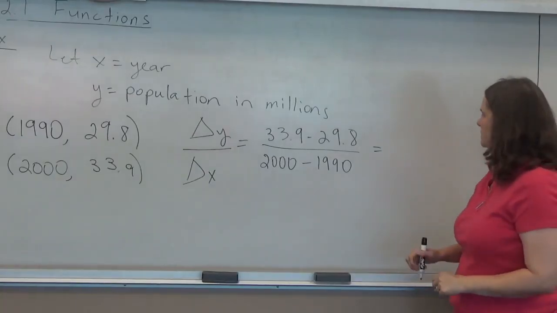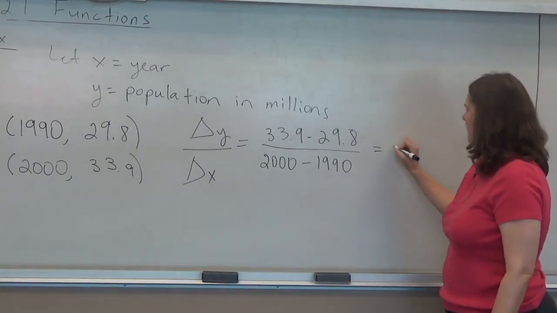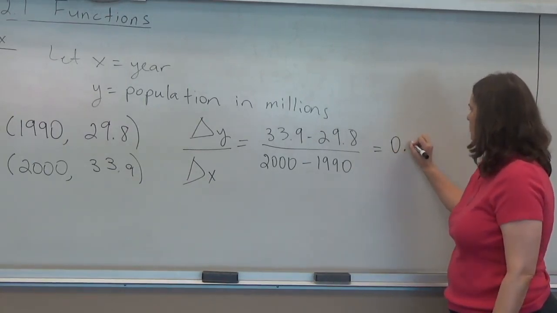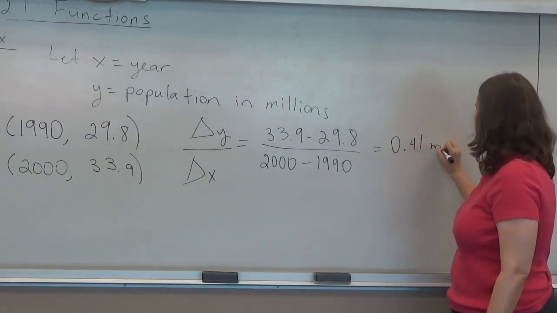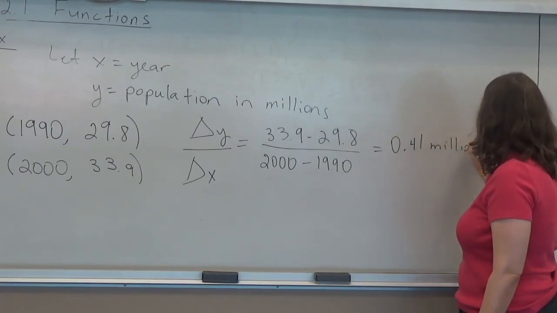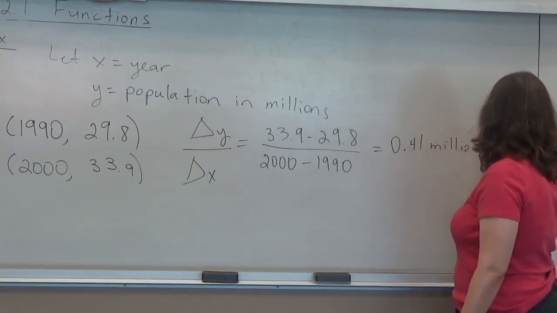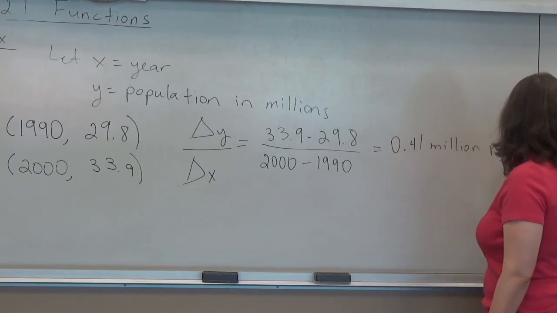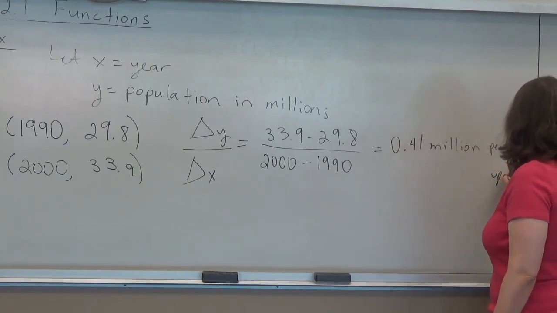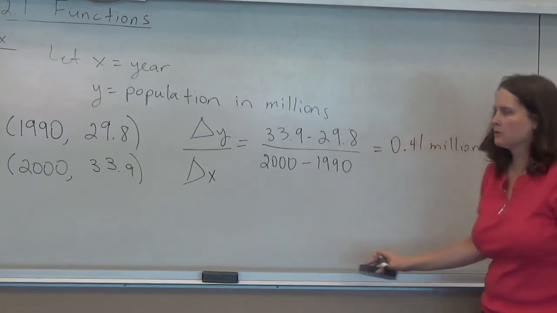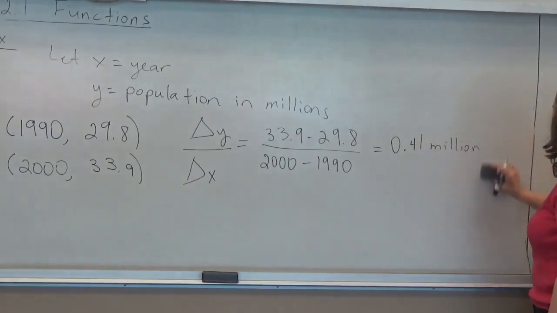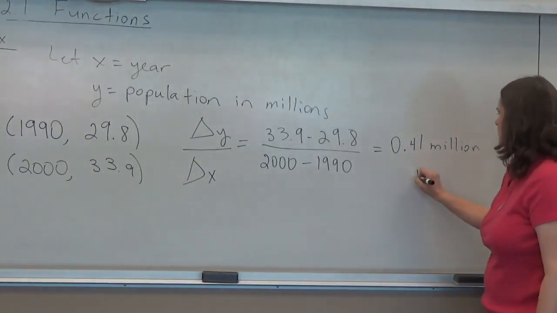If you've done your calculations correctly, you should have an average rate of change of 0.41 million people per year. That was 0.41 million people per year.